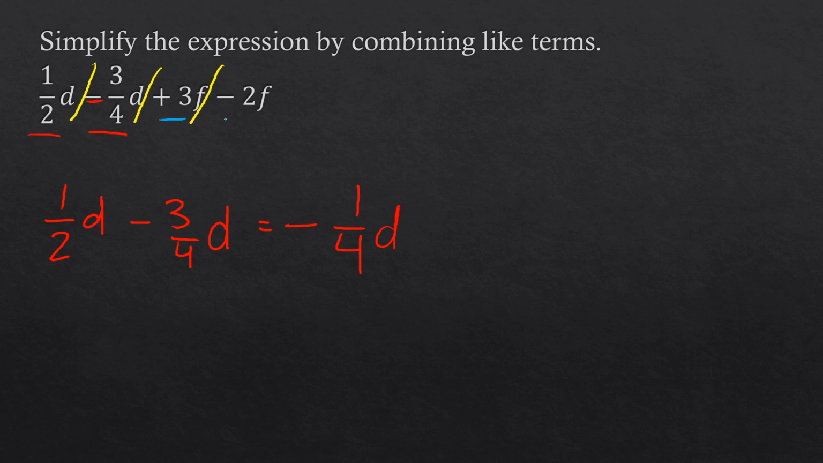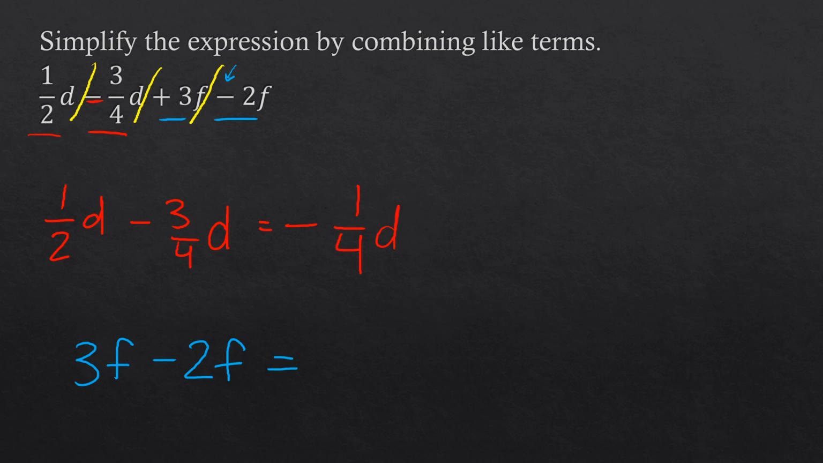Let's do these next two. So 3f and this -2f. I'm going to be subtracting 2f. And again, remember that the sign in front of your term is what goes with it. That's how I know I'm subtracting here, because there is a minus sign in front of my 2f.